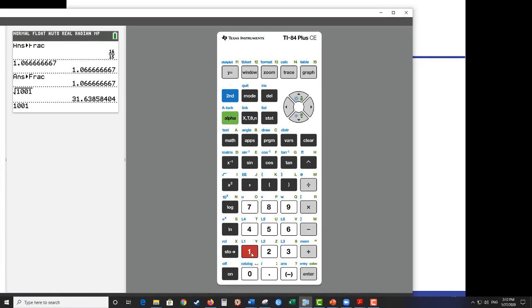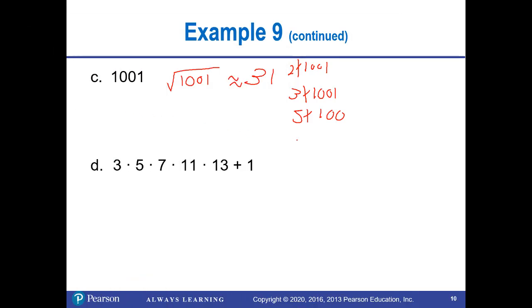So 1001 divided by 7 is 143. 143 times 7 is 1001. So since 7 does divide 1001, therefore I know 1001 is composite. If 7 didn't divide, I would keep going. I would check 11, 13, 17, 19, 23, 29, and then finally 31 itself, which is prime. But as soon as I find one that divides it, I can stop.